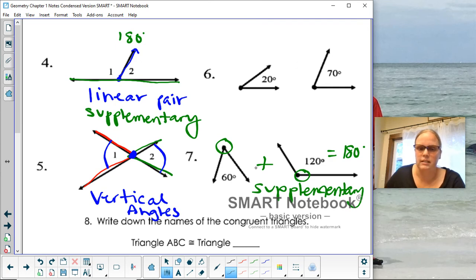Okay, number 6, it's a lot like number 7, where I have two separate angles. If I total these together, though, 20 plus 70, that makes 90 degrees. And 90 degrees are complementary angles.